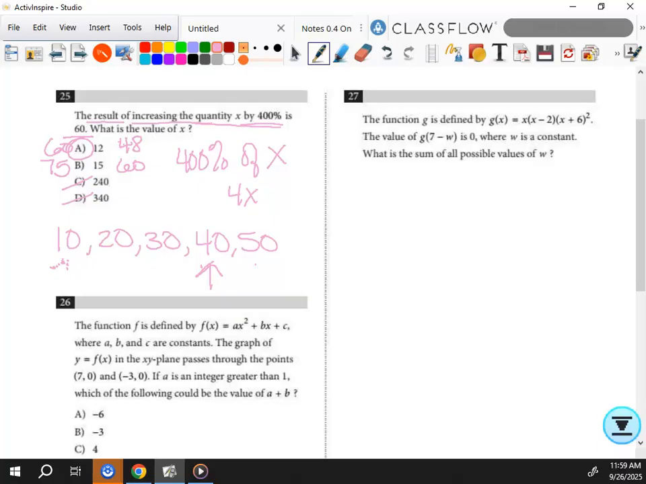So listen. Whatever percent of any number, you multiply the percent times the number, right? So 400% of X is 4 times X. Increasing the quantity by 400% means I have it and I'm increasing it by 400%. That gives me 5 times X. I'm increasing it by 400%. That's why it's 5 times X. So this is 4X, this is 5X. My answer is supposed to be 60. That's why it's A.